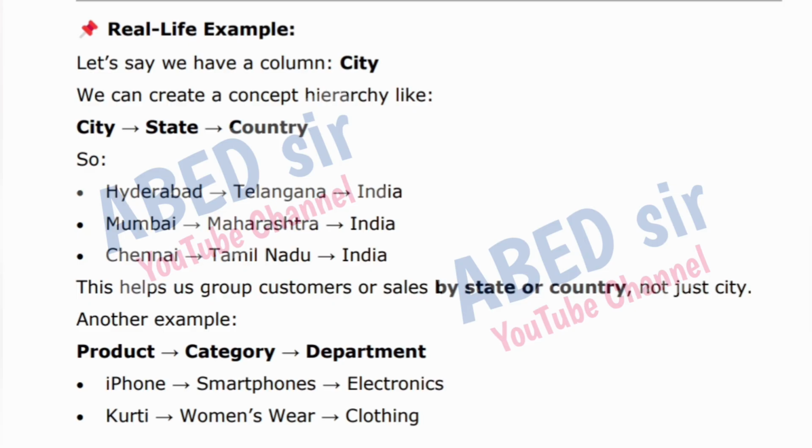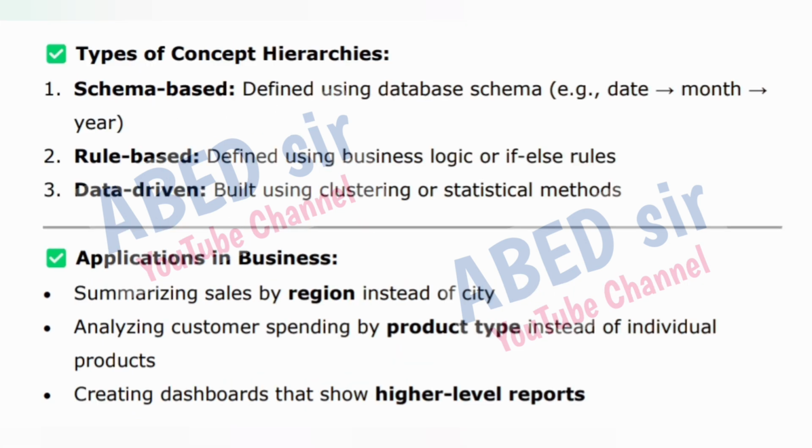Another example. Product, category, department. iPhone, smartphones, electronics. Kurti, women's wear, clothing. Types of concept hierarchies. 1. Schema-based, defined using database schema, example, date, month, year. 2. Rule-based, defined using business logic or if-else rules. 3. Data-driven, built using clustering or statistical methods.